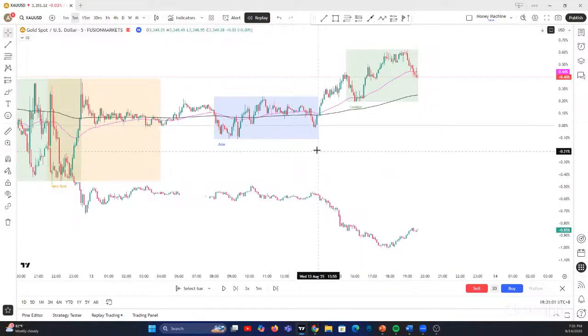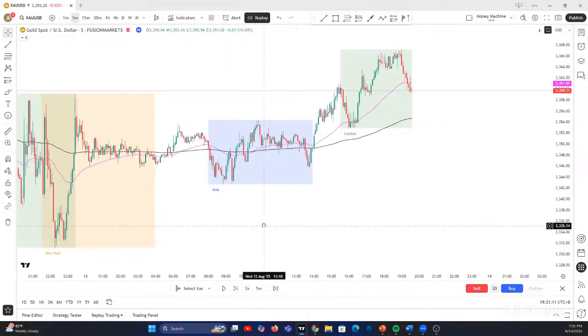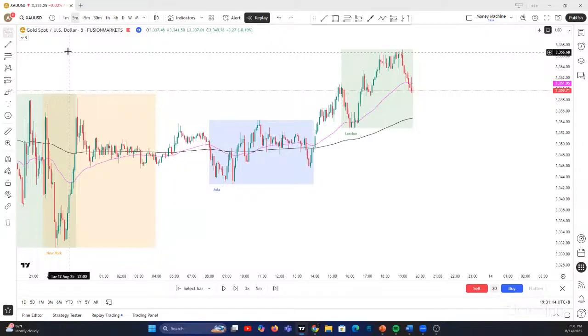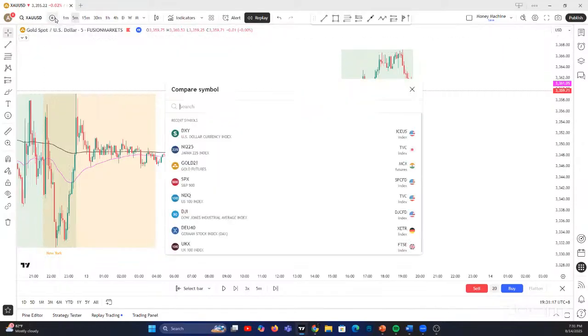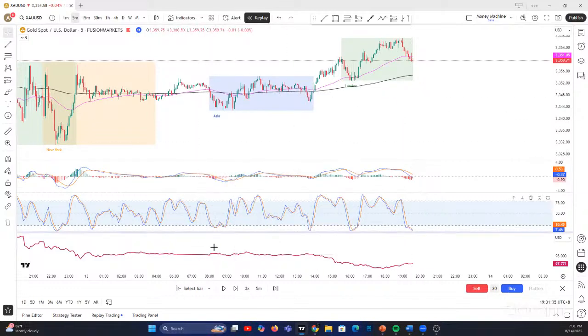You can also, for example, let's remove this. Let's remove the DXY for now. So if you want it in a separate pane, you will start again with the DXY. You can see here, new pane. Okay, if you want the DXY, you can choose many here, but we'll just use this one for example. Click new pane. It will now put you in a separate pane here. The DXY is now here.